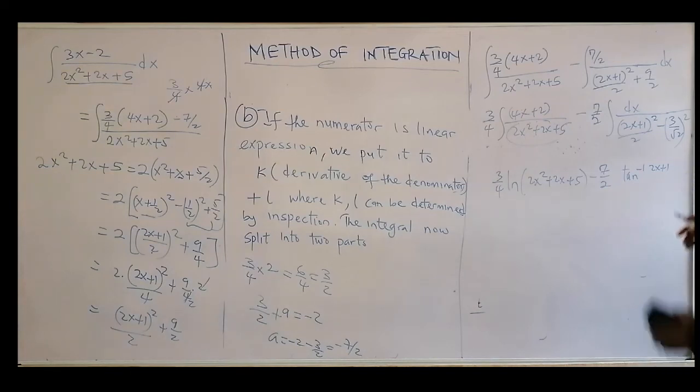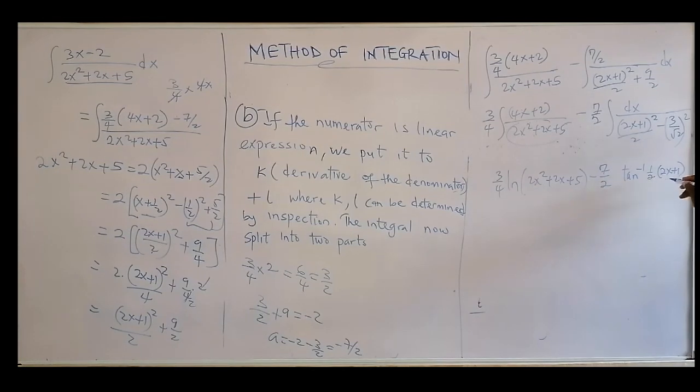So I can have it this way. Half into bracket 2x plus 1 all over 3 over root 2. Okay, then divide by a, 1 over a. So 1 over a, that will be root 2 over 3. And then plus c. So that's that on that.